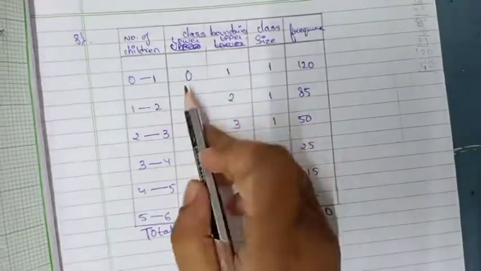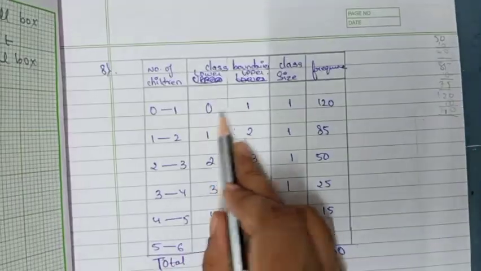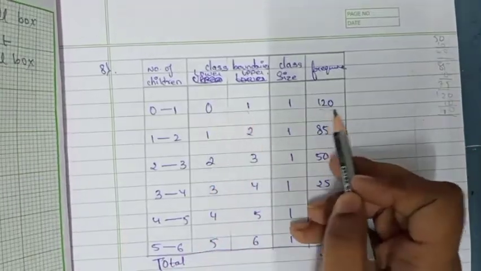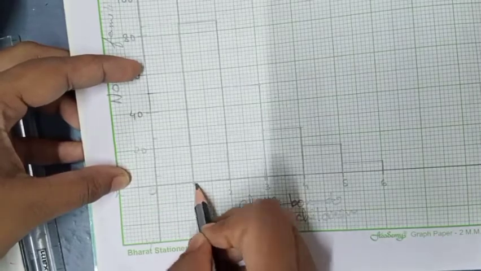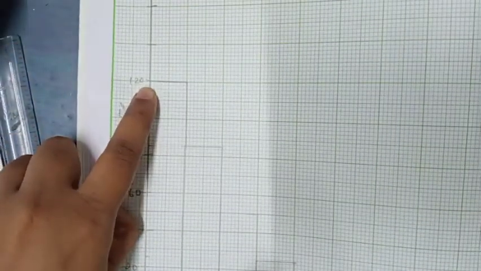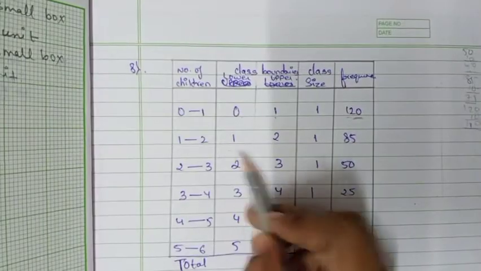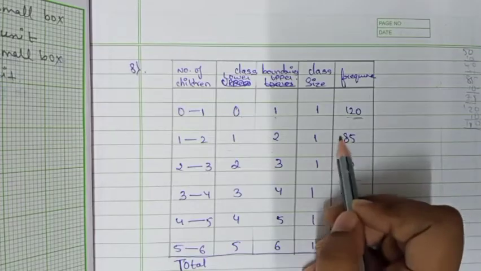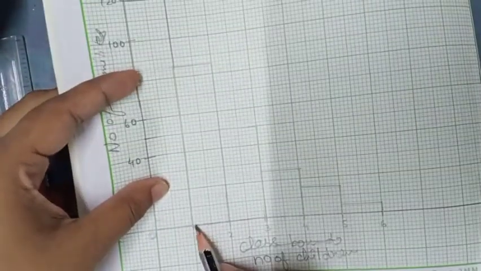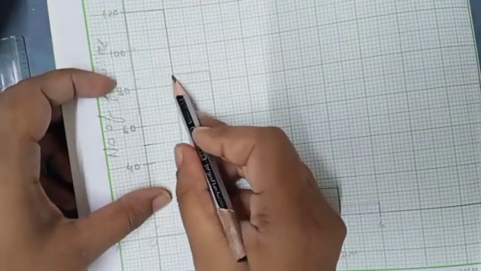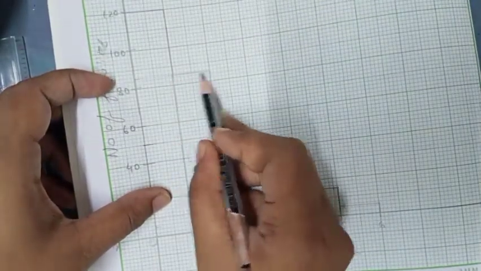First point is class boundary 0 to 1. At that time frequency is 120. So class boundary is, this one is 0 to 1. At that time frequency is 120. So it is going up to here. Okay, now after this 1 to 2. At that time frequency is 85. So it is coming in between.